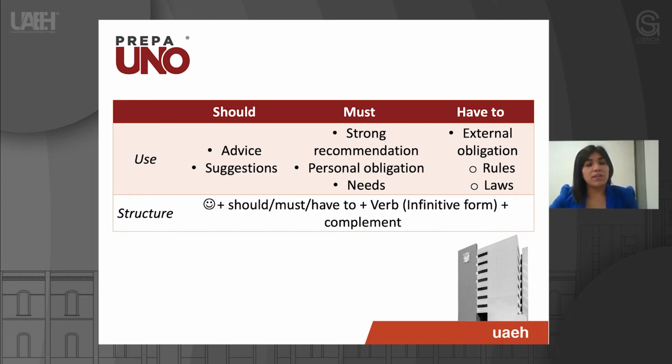Now, please check with me the structure. The structure is very easy to use. We can use the modal verb and of course our infinitive form.